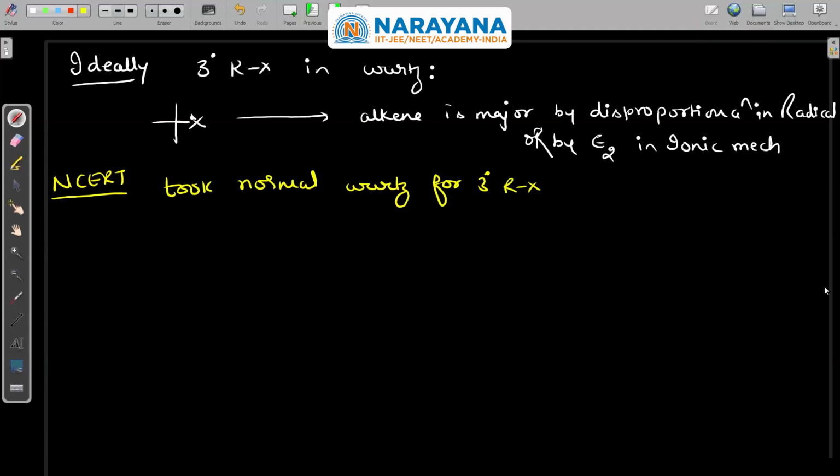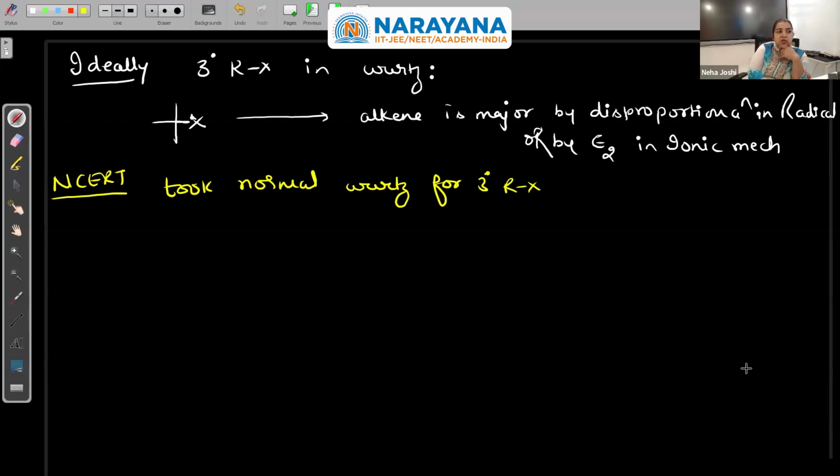Ma'am, what will happen if we take the same thing, the 3-degree, in Kolbe's electrolysis, RCOO minus Na plus? Same as Wurtz. Same as Wurtz, I mean you will have a disproportionation, because a 3-degree radical will not give a proper coupling due to steric factors, and you will have elimination to alkene, that disproportionation thing.